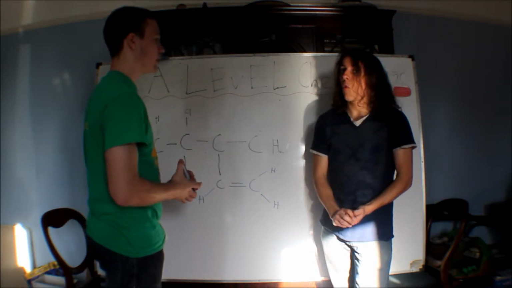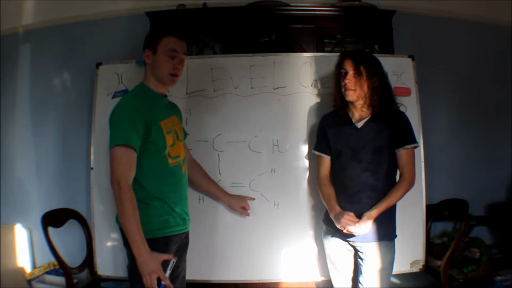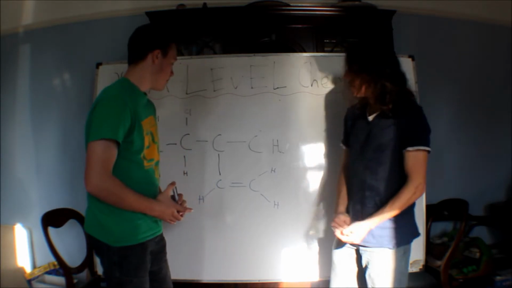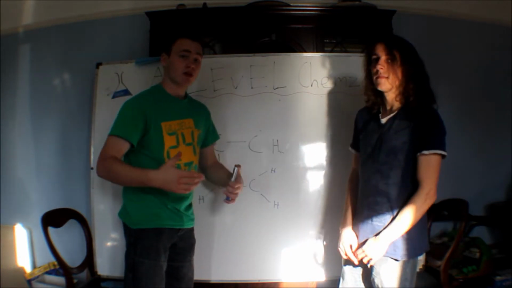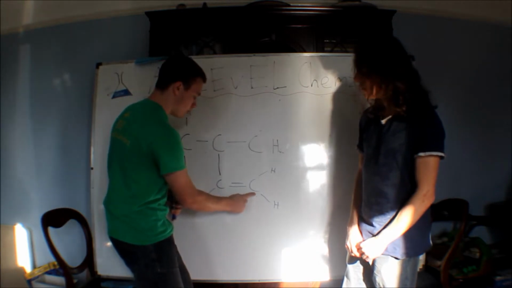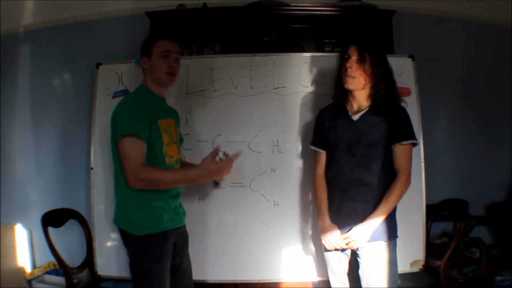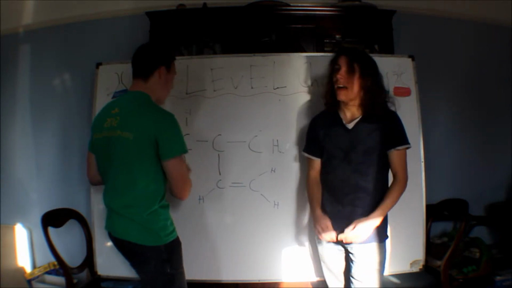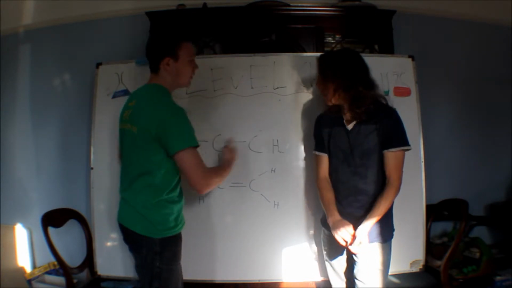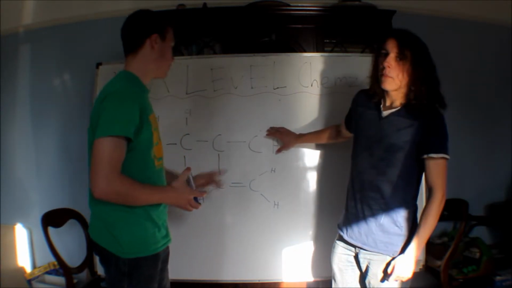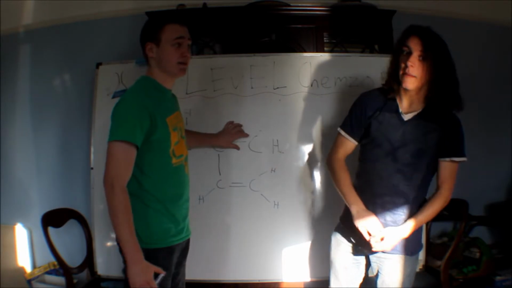We mentioned last time you should always start with the double bond, so this would be carbon 1. Another thing is you've got to try and make the longest carbon chain you can. So you can go 1, 2, 3, 4, but you can also go 1, 2, 3, 4, 5. Because that's longer, we go for that one. That makes this one separate, and that's called a side chain.